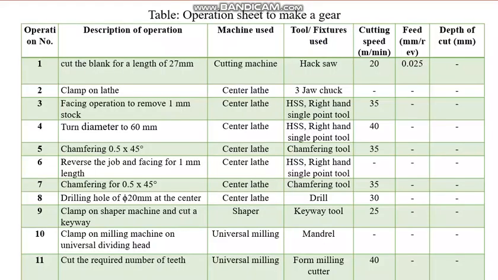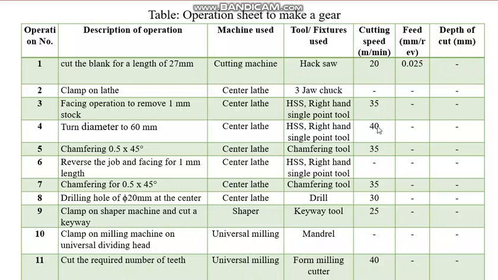Now how the sheet looks, let us see. Now this is a sheet. As we said, it is a table. This is an operation sheet for making that spur gear. The operation numbers are given in the first column. The second column contains the description of operations, and the third one, which machines are used. The fourth one, the tools and fixtures which are used. As we said before, these things may vary from company to company. This is a typical one which we are seeing here.